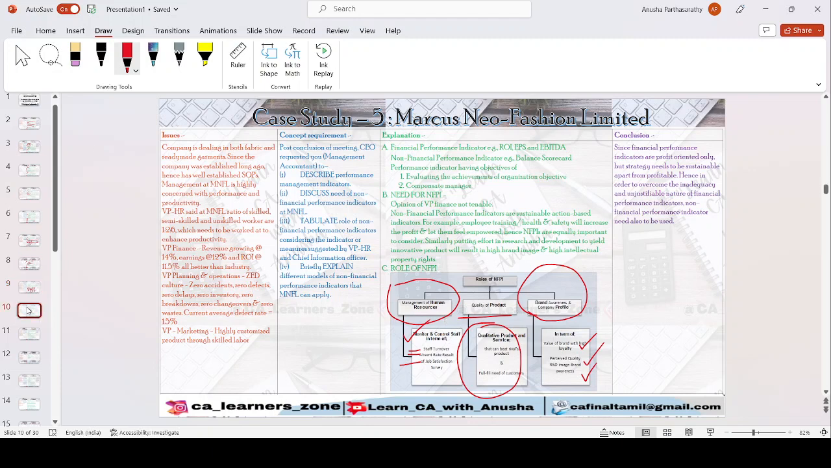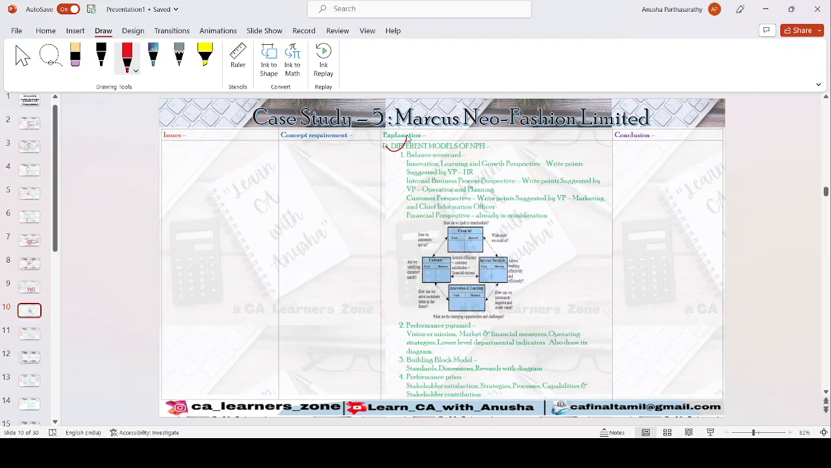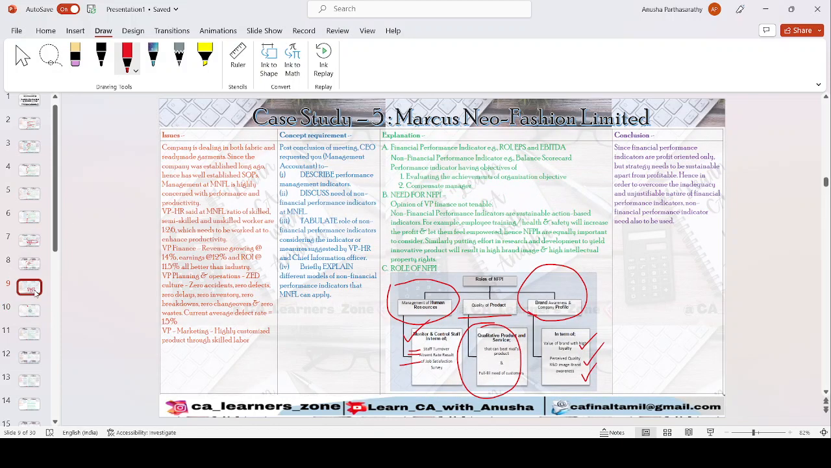Now, different models of non-financial performance indicators. What are different models of non-financial performance indicators? Sorry, this should be the reverse way. I'm sorry. Now, balanced scorecard. Should I have written the same here? No, right? Here alone you can change it.